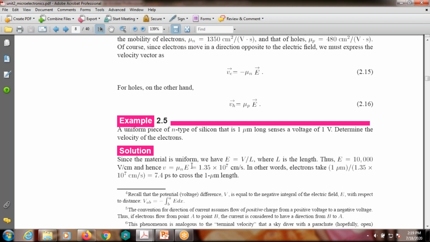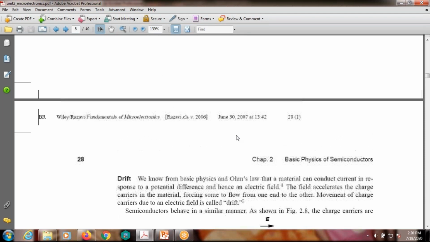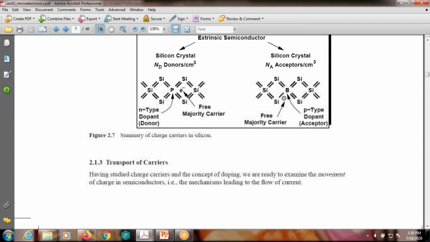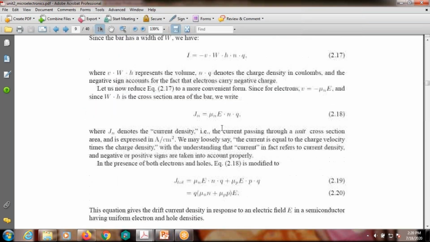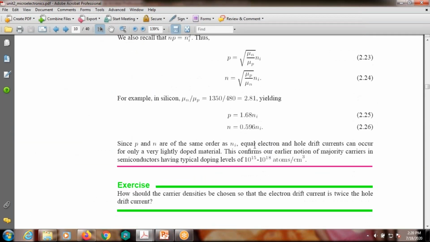Like that you can solve such problems also. In this problem, we can easily find the velocity, and once you know the velocity, we can easily find the time taken by the electron to cross 1 micrometer, or the given length of a silicon bar. This is about the transport of carriers.